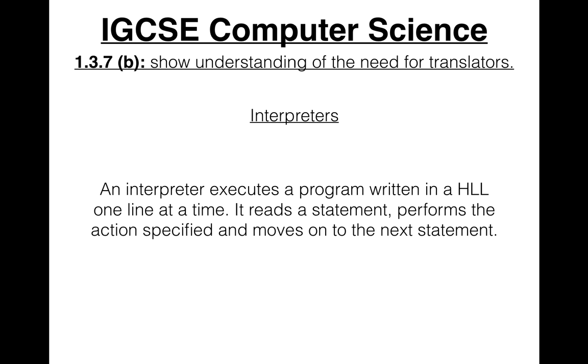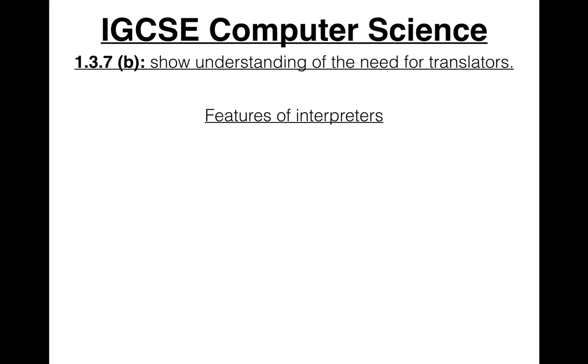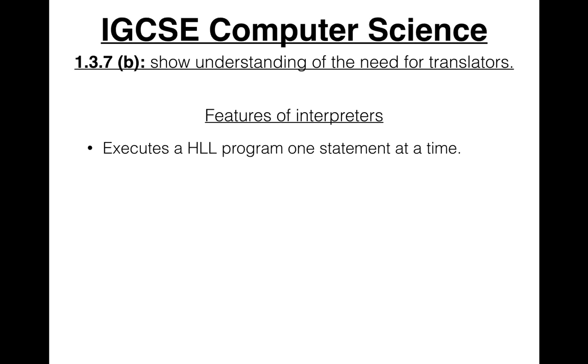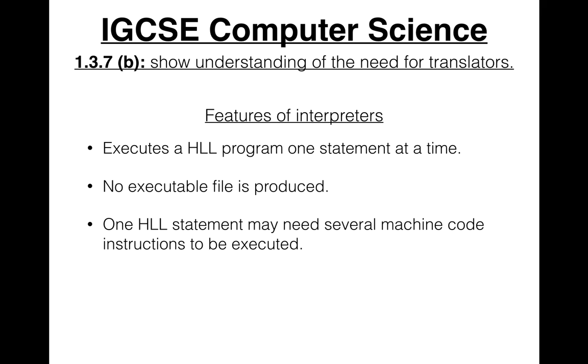Interpreters. So an interpreter executes a program written in a high-level language one line at a time. It reads a statement, performs the action specified, and moves on to the next statement. Features of interpreters. They execute a high-level language program one statement at a time, unlike compilers, which compile the entire thing in one go. No executable file is produced.